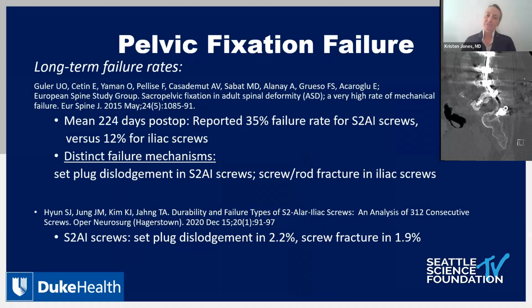So I think the first thing to recognize is that S2AI screws versus iliac screws have different mechanisms by which they fail. And that's intuitive because the stress is at different points. For S2AI screws, the failure mechanism typically is going to be a dislodgement of the set plug and/or a sacral fracture along with that. And for iliac screws, if you've used an offset connector, of course, that's the weakest point there. But it's very rare that you actually have an iliac screw fracture itself, but the screw head interface would be vulnerable if you're going to have a fracture. And usually we just see a lot of loosening.